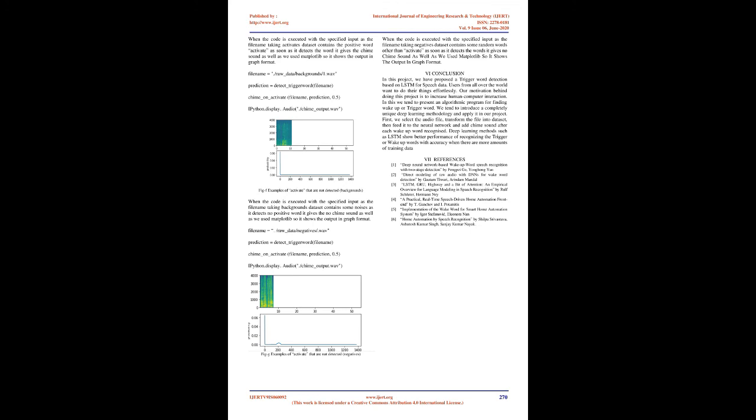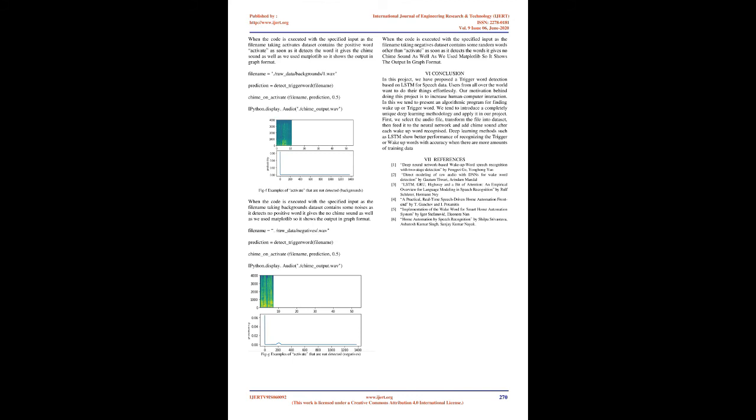filename = './raw_data/dev/1.wav'. prediction = detect_trigger_word(filename). chime_on_activate(filename, prediction, 0.5). IPython.display.Audio('./chime_output.wav'). Fig E: examples of activate that are detected, activates. When the code is executed with the specified input as the filename, taking the activates dataset, which contains the positive word activate, as soon as it detects the word it gives the chime sound. As we used matplotlib, it shows the output in graph format.